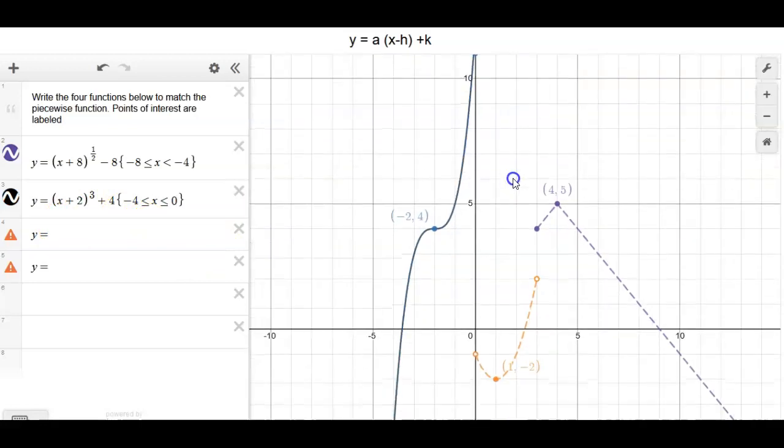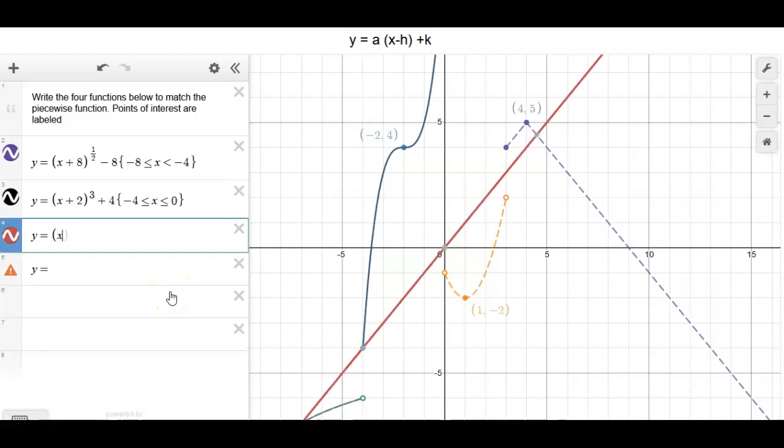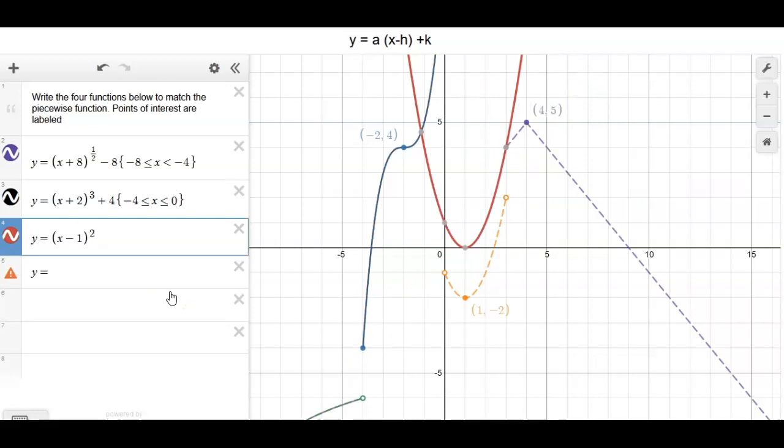Okay, next one that we're going to look at is this orange one down here. That is a quadratic, so it is an x squared. Typically the vertex is at 0, 0. We can see that it's shifted right 1 and down 2. So to shift right 1 and down 2, and we now need to restrict our domain. So we're going from 0, and that is an open, so we're just going to leave it as less than.